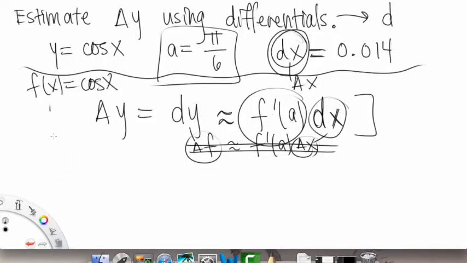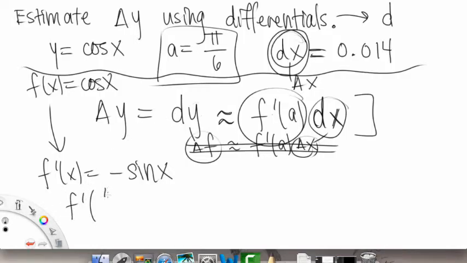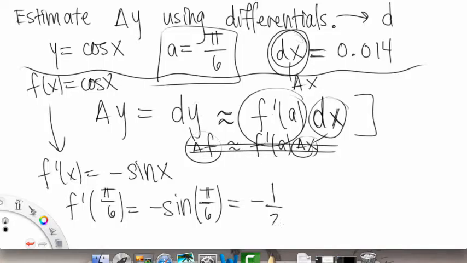So what is f of x? That's just cosine x, so our f prime of x is going to be a negative sine x, okay, and now let's plug in our a value. So our a value is pi over 6, so we're going to get negative sine of pi over 6, and sine for that is a 1/2, so we're going to get negative 1/2 for f prime of a, or f prime of pi over 6. And then we can bring down this information, so dx is equal to 0.014. Okay, so we're just going to plug that in to our equation on the next slide.